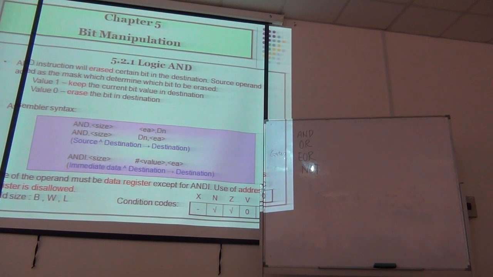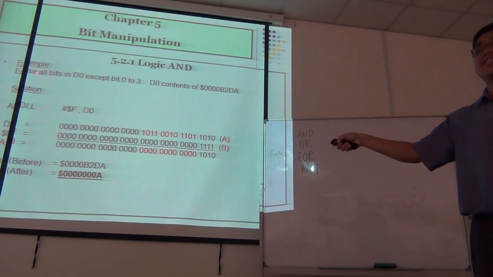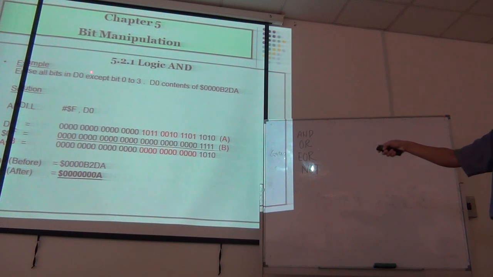Very simple. Now, look at this example first. The question is quite confusing. It is asking you to erase all bits in D0 except bits 0 to 2. This is about confusing words. So these words essentially ask you to do AND immediate F to D0.